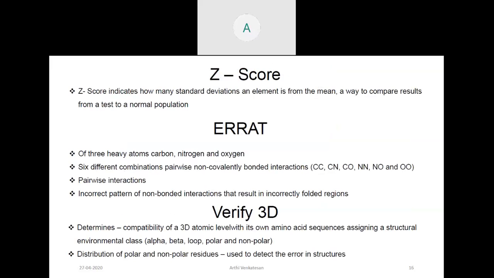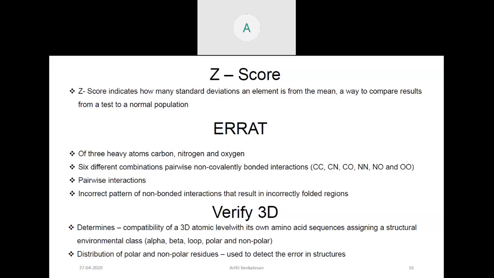The ERRAT server also can check, and Verify3D. These are available in a particular server called SAVES. Just note down the SAVES server; this is to validate your protein structure. Along with the SAVES server, you can go for WHAT IF. Magesh, what is the WHAT IF server? Yeah, the WHAT IF server. We can go for SAVES or the RCSB Protein Data Bank in our upcoming classes. That will be helpful for you people.